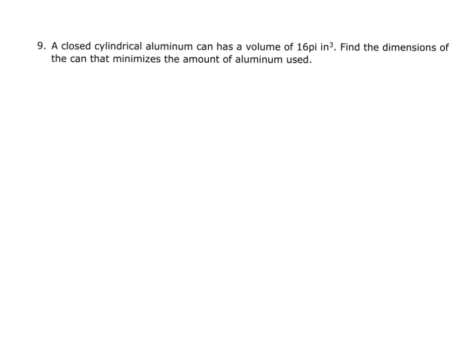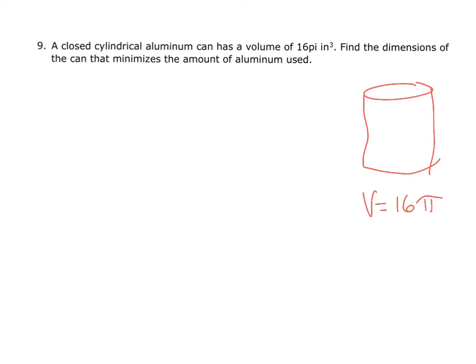All right, next one. A closed cylindrical aluminum can has a volume of 16 pi. Find the dimensions of the can that minimizes the amount of aluminum used. A closed cylindrical aluminum can. So we're talking surface area. Right? Volume is 16 pi. I think when I typed this, I couldn't find a good pi. Like, they all looked weird.